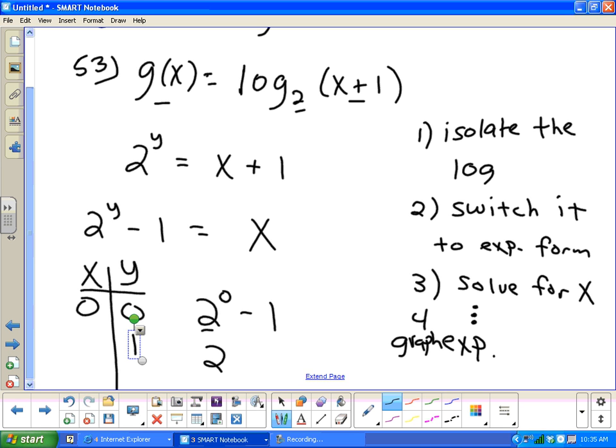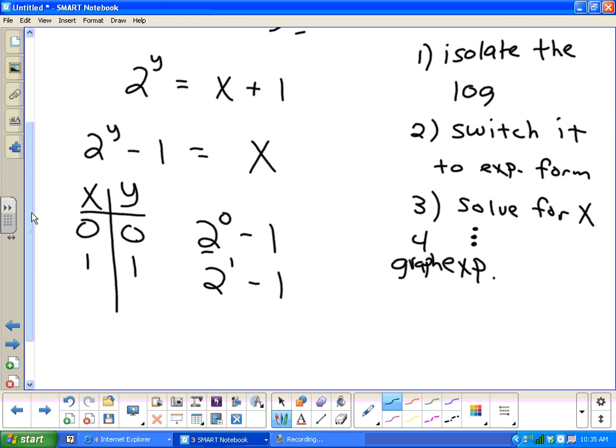Now, what makes the exponent 1 would just be 1. So we would have 2 to the first power minus 1. 2 to the first power would be 2, and 2 minus 1 is 1. Now, what's like our vertical shift here? The minus 1. Instead of being a horizontal asymptote, it's going to be a vertical asymptote. So we're not going to say y equals negative 1. We're going to say x equals negative 1. Okay? Now, let's graph it.